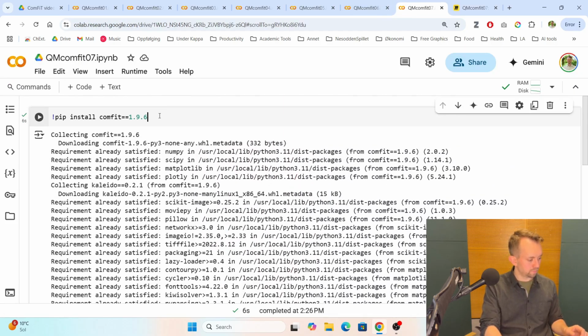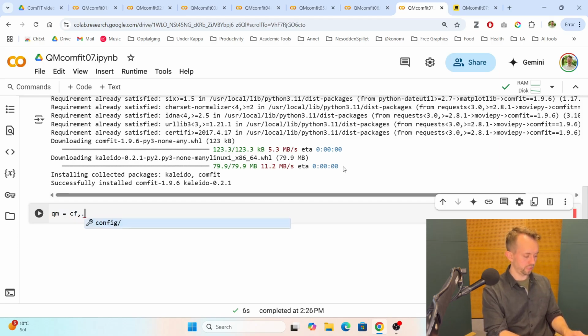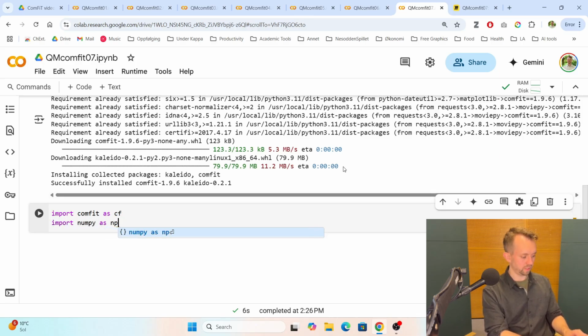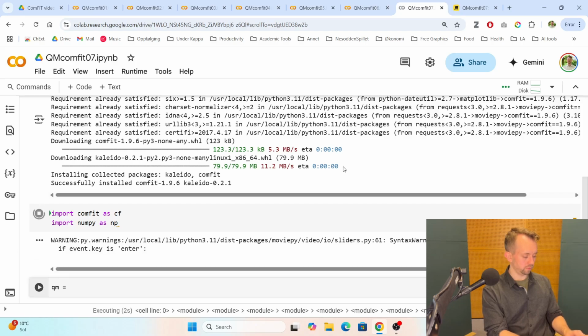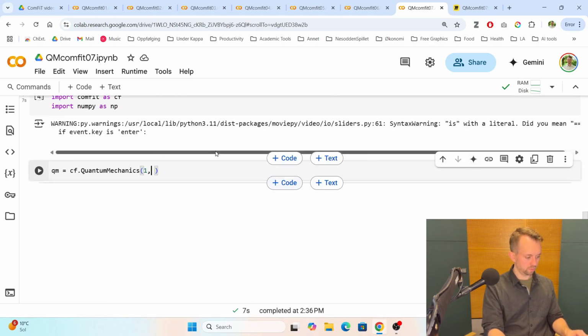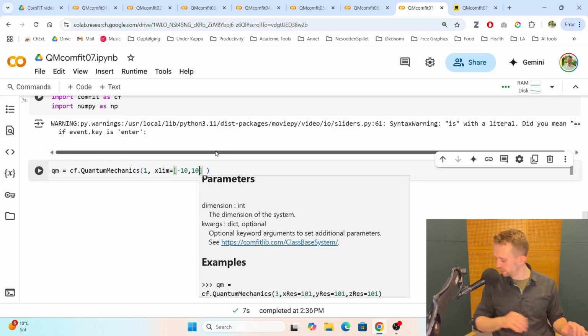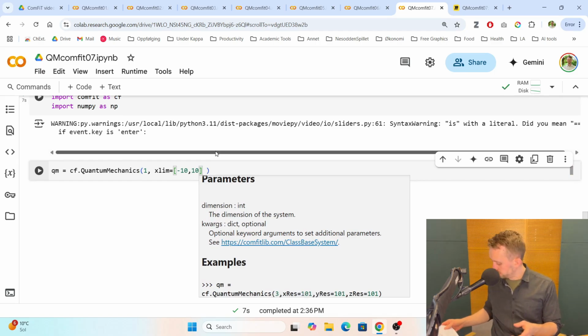So here I have my library. I've installed Comfit. And so let's just start by creating a system. So qm equal to cf dot quantum mechanics. Yeah, I need to import, of course, import Comfit as cf, import numpy as np. qm is equal to cf dot quantum mechanics, one dimension. Let's stick to xlim between -10 and 10. I think no, actually, yes.